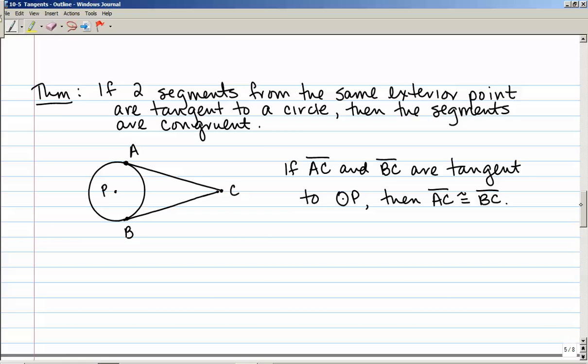Here's another theorem. If two segments from the same exterior point are tangent to a circle, then the segments are congruent. So here we have circle P with point C outside the circle and tangent lines drawn from C to point A and C to point B. This theorem says that if those two lines are tangent, then those two lines are congruent to each other. So if AC and BC are tangent to circle P, then AC is congruent to BC.